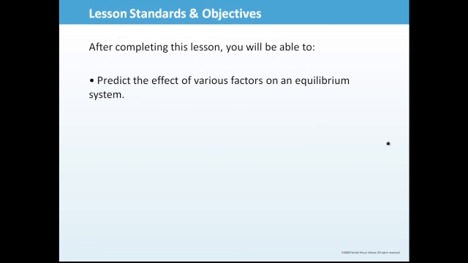The objectives for this lesson will be able to predict the effect of various factors on an equilibrium system. And we'll get into the different factors that we're going to look at, but by the end of the lesson you'll be able to look at a system in equilibrium, see what is happening to the equilibrium, and predict where it will end up after that stress has been applied to the system.